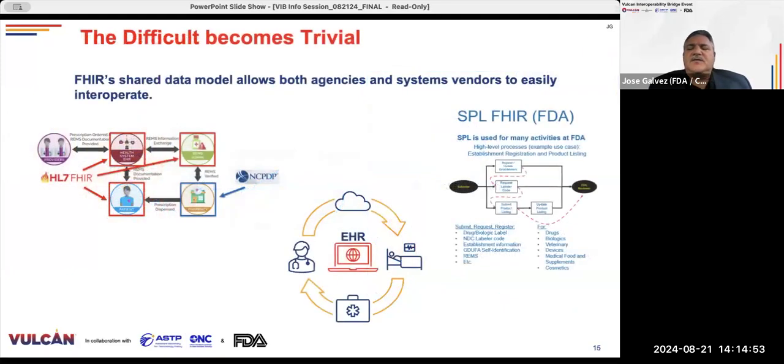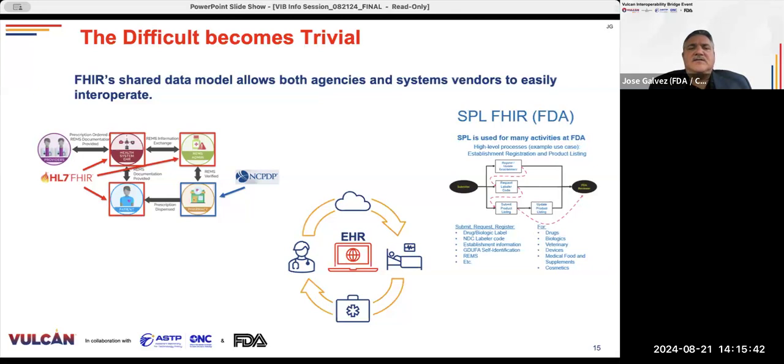If we look at it from a different point of view, another reason why agencies such as ours are really interested in FHIR is because that shared data model is what allows us to take things that are difficult and truly make them trivial. Here I've got a couple of cartoons of projects we're currently involved with at FDA, although there are many others, and you'll hear about some of them in just a few minutes. One is our REMS model, where we're using FHIR to streamline the process for pharmacists and healthcare providers to get information about whether a healthcare provider has met their REMS requirements in order to prescribe a particular medication.